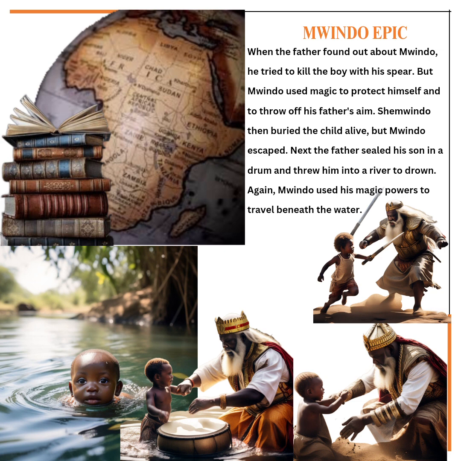When the father found out about Mwindo, he tried to kill the boy with his spear. But Mwindo used magic to protect himself and to throw off his father's aim. Shemwindo then buried the child alive, but Mwindo escaped. Next, the father sealed his son in a drum and threw him into a river to drown. Again, Mwindo used his magic powers to travel beneath the water.